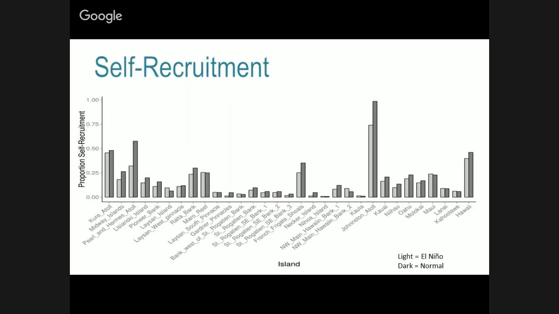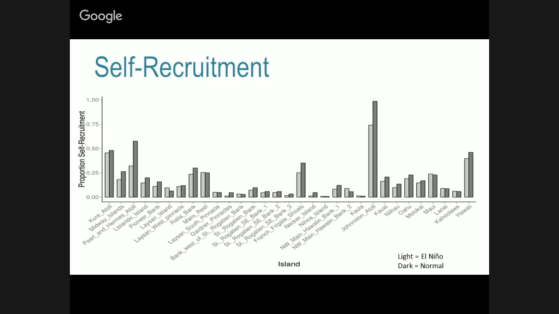And then for self-recruitment, so how many come back to the same island where they were born, we can see here as well that the light bars are El Nino and the dark ones are the normal. We can see here again that during normal state years, we have higher self-recruitment. And that might not be a surprise, since we have higher total settlement. We have more of them that also come back and settle where they came from.